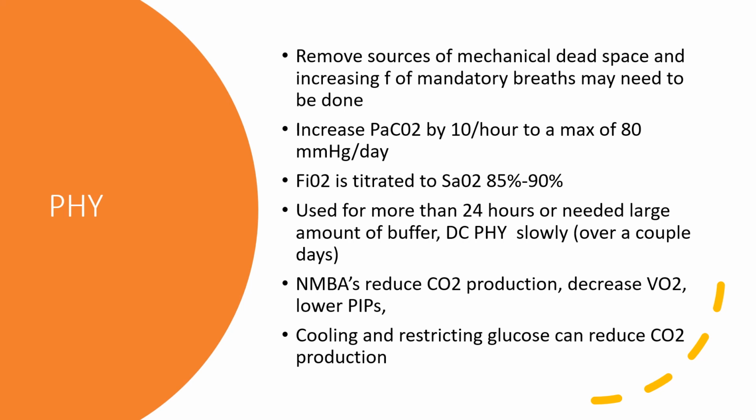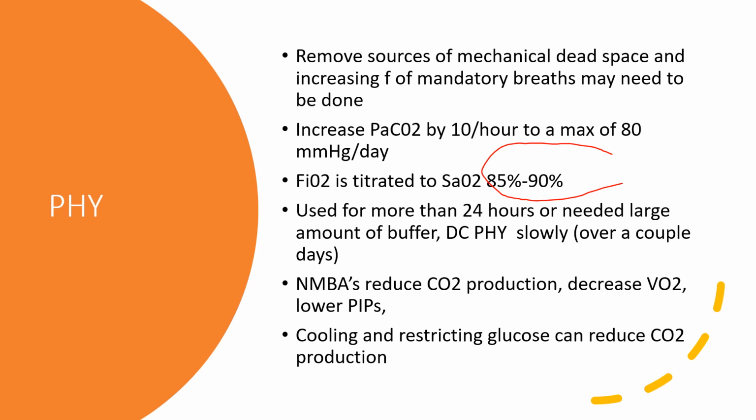So increasing the CO2 by 10 millimeters of mercury an hour to a max of 80 per day is what we're going to look at. It's that slow increase of CO2 retention over time that could help the brainstem acclimatize a little bit more effectively. FiO2, we're just going to titrate to get anywhere between 85 to 90, right? Anywhere in that range. That's what we're shooting for.